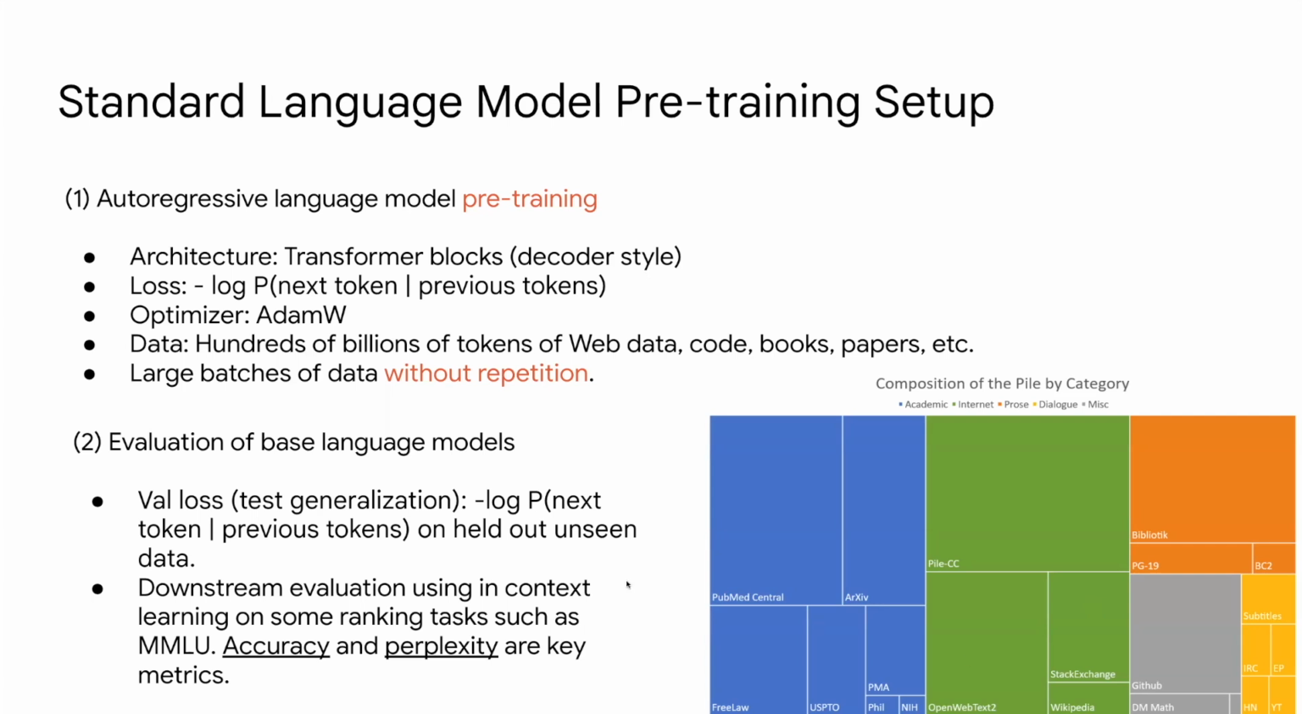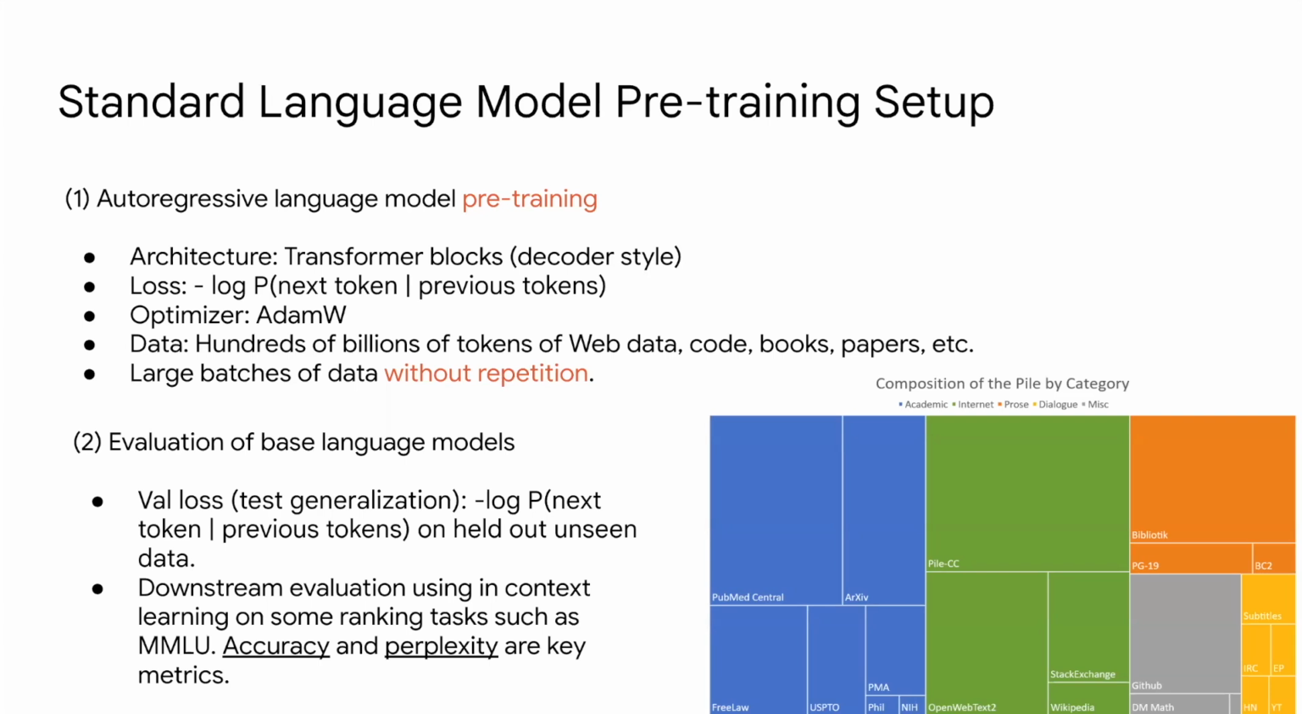Wikipedia as well. Okay, as I was discussing earlier, large batches of data are fed without repetition. The standard way, though there are a couple of aberrations now, used to be that the model is fed large batches of data for one epoch, which is without any repetition over the data, because this dataset is so big that repeating it would take a lot more compute.